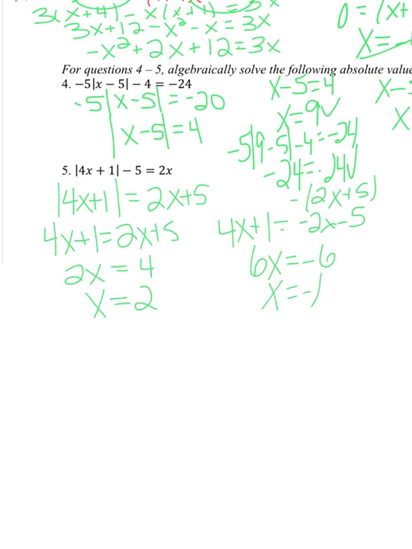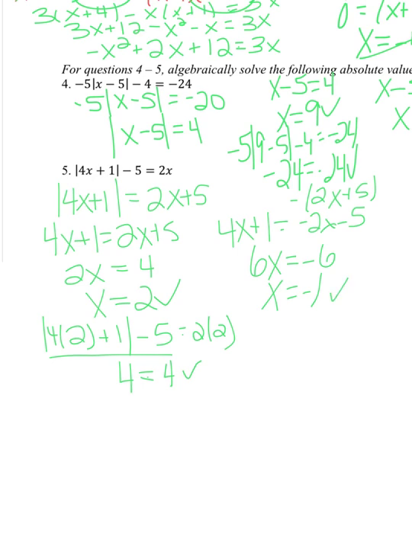And of course, I have to plug them back in. So 4 times 2 plus 1 minus 5 equals 2 times 2. When I plug this in over here, I get 4, which is equal to 4. That works out. That's good. I do the same thing for x equals negative 1, and I also get that to work, so that's a good answer as well.